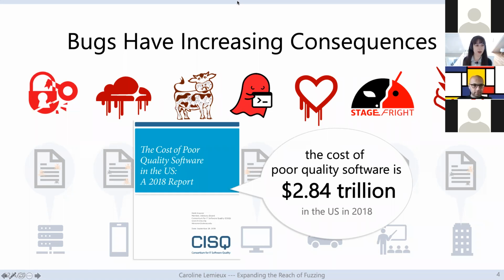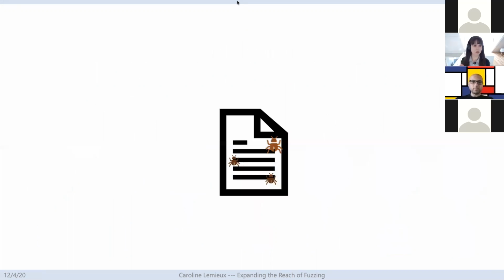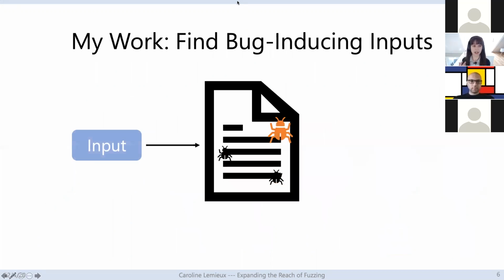So in my work, I try to help alleviate these costs, and I do that by building tools that help developers improve the correctness, security, and performance of software, with a particular focus on the problems that emerge when trying to scale to complex open source or even industrial scale software. And during my PhD, I focused on a particular class of these tools, those that automatically find bug-inducing inputs in software.